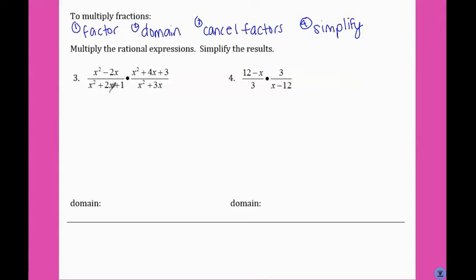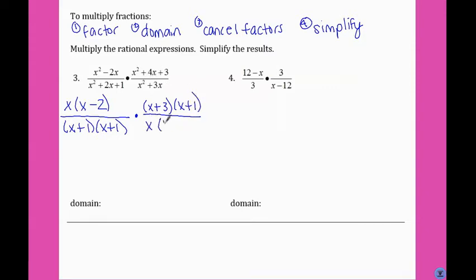All right, so let's start by factoring all four pieces, both numerators and both denominators of these two fractions that are being multiplied. The first numerator just has a common factor of x to factor out. The first denominator factors to x plus 1 times x plus 1. And that's going to get multiplied with, this factors to x plus 3 and x plus 1. And then we have a common factor of x times x plus 3.